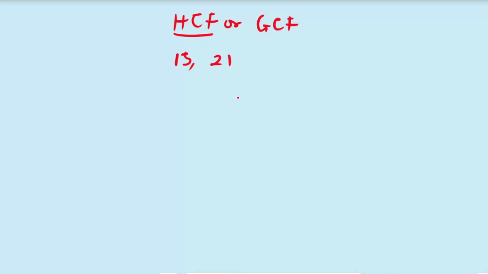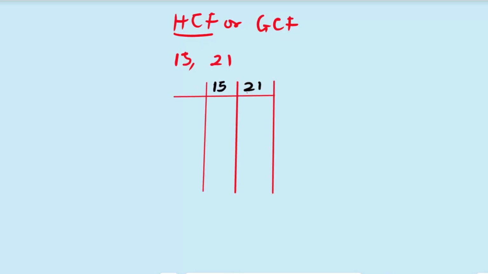So let me get my table the same way. We have 15 and 21. So which prime number are we going to use here? Obviously, that's going to be 3. And 3 goes into 15 5 times. Goes into 21 7 times. Now before you move on, let me tell you something.